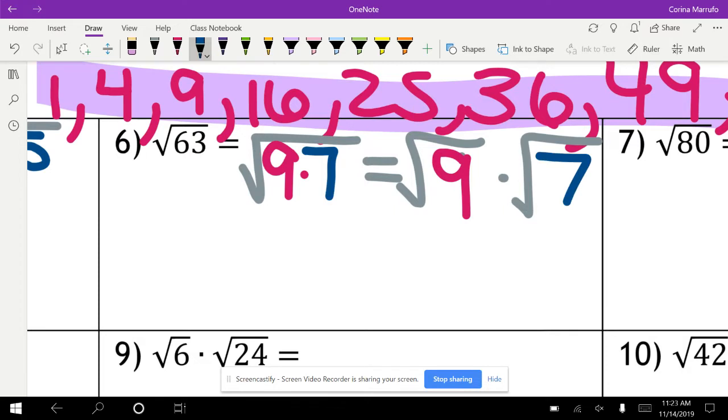Now the square root of 9, we can get a whole number. The square root of 9 gives us 3. And the square root of 7, we cannot take the square root of 7 and get a whole number. So we are going to leave it inside the square root.